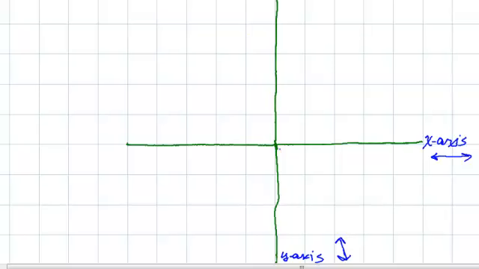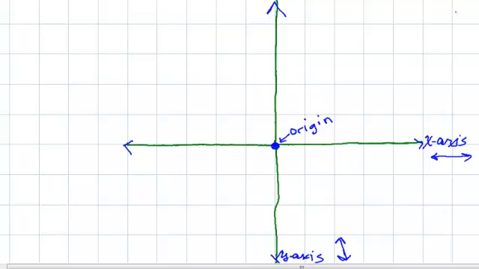Where these two cross, this center point here has a name. It's called the origin, and we'll talk a little bit more about that later, but it's the origin. It's the direction that everything comes from. And remember that these lines are going on forever, up and down. So this is the essence of our plane, or of our graph.